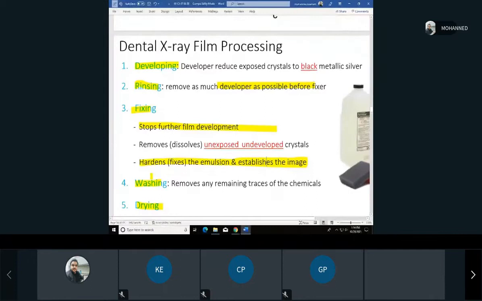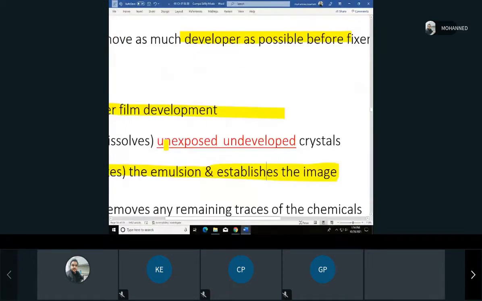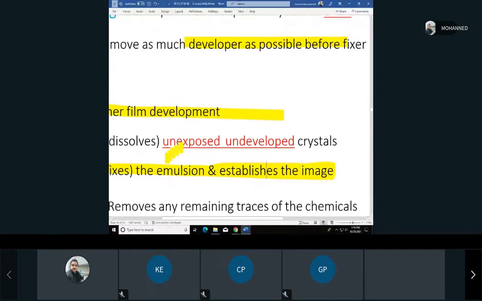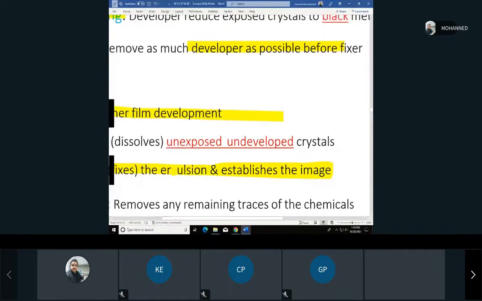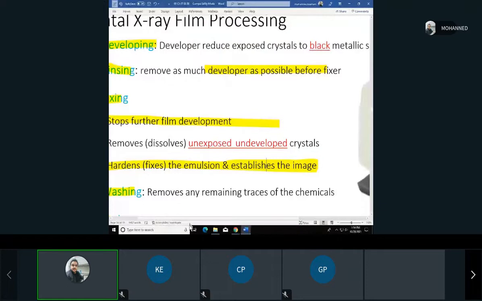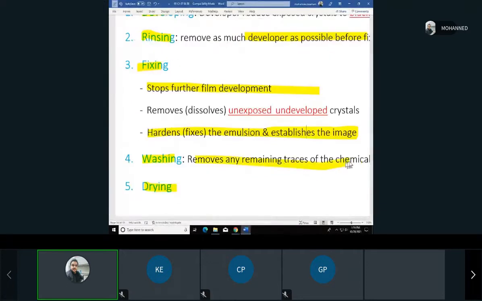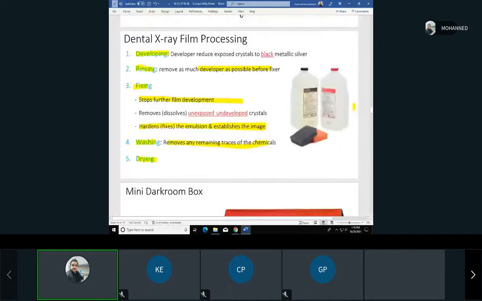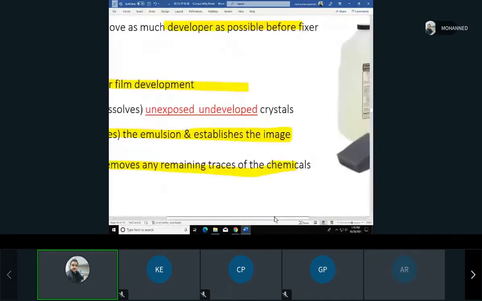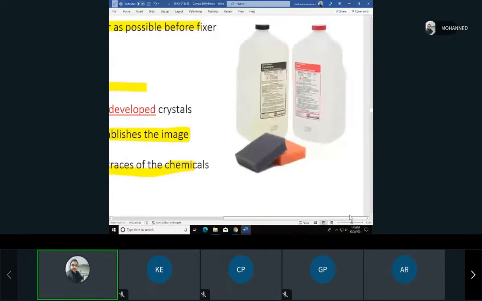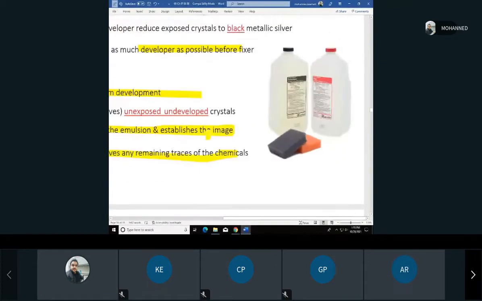Zoom in, yes. Okay. And then washing would remove any remaining traces of these chemicals, and then you can do the drying. And these are kind of similar to the chemicals that we used to have again. And these are more for the processor, the automatic processor. Anyway, but these are the chemicals.